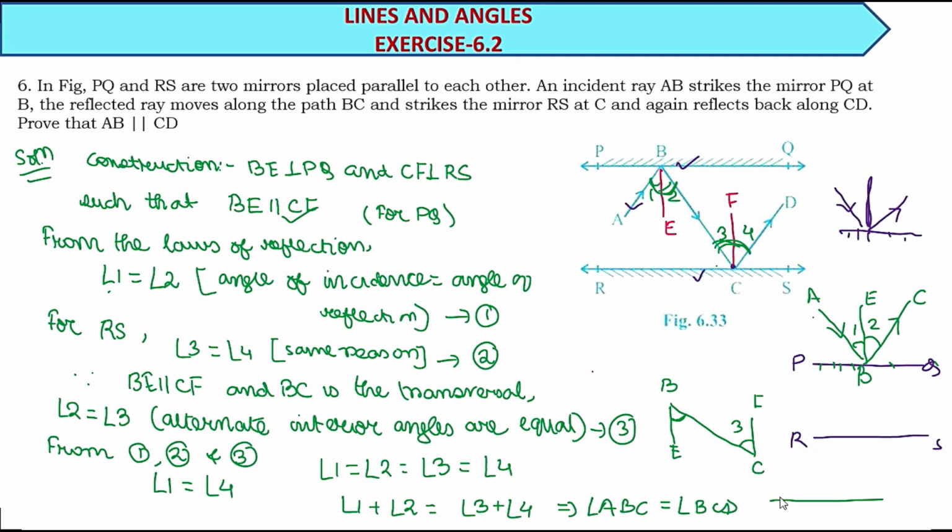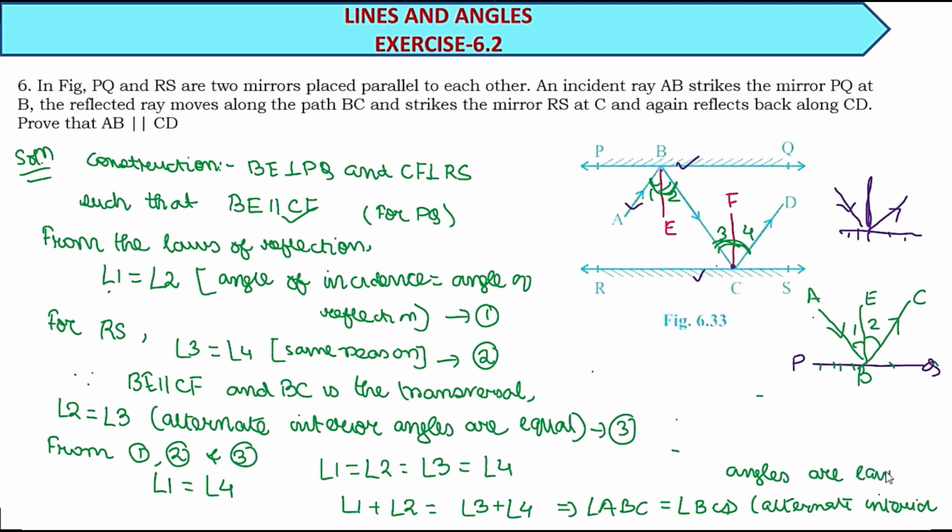From here we can write that alternate interior angles are equal. So from that we can prove that AB is parallel to CD. Hence proved.